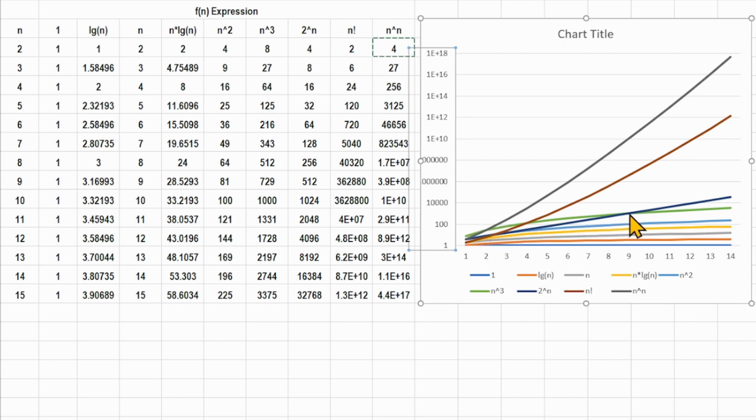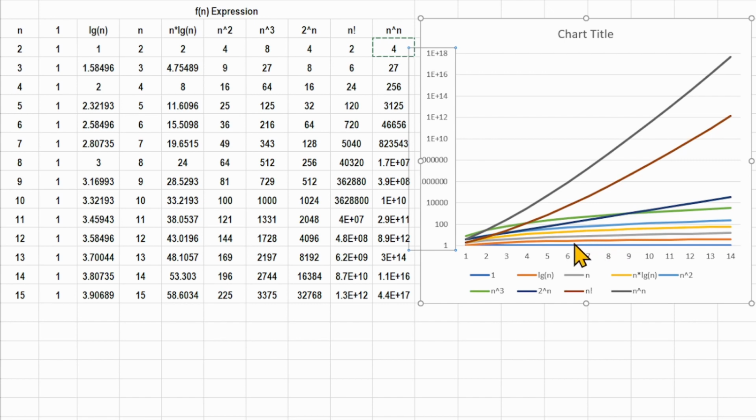doesn't grow nearly as fast as, say, 2 to the n, which at about n equals 10, we notice 2 to the n starts outpacing. And if you were to extend this graph even further out, you would see the separation would continue to grow. And then you've got here n factorial and then n to the n.